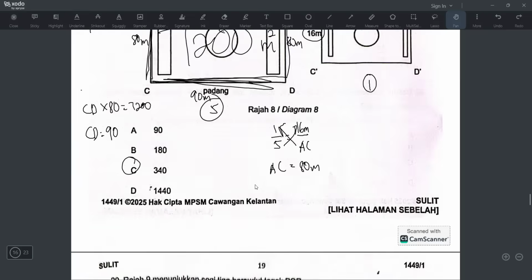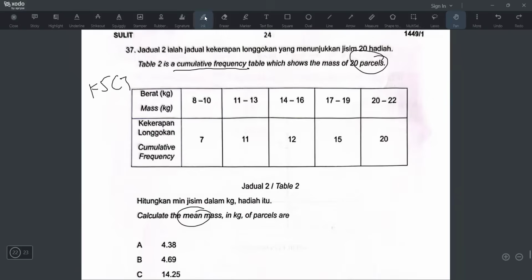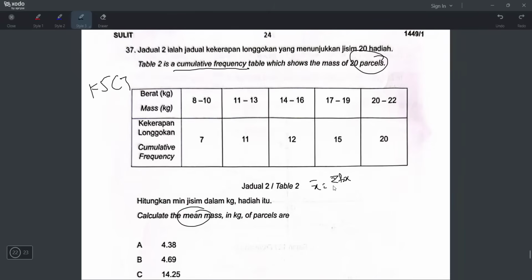So let's go back to the question. Now we will be using this formula: mean equals the sum of fx divided by the sum of f, right? But what is x and what is f? X is the data lah, and f is the frequency, not cumulative frequency. It has to be the frequency.